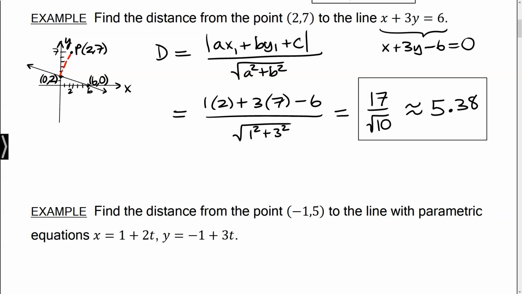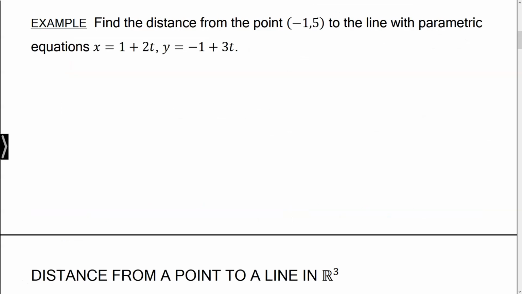Okay, let's look at another example, but this time we're not going to be given the equation of the line, we're going to be given parametric equations of the line. So we're going to find the distance from the point negative 1, 5 to the line with these parametric equations, 1 plus 2t and minus 1 plus 3t. So let's go ahead and sketch the point and the line, and that's the distance that we're looking for, that line segment there.